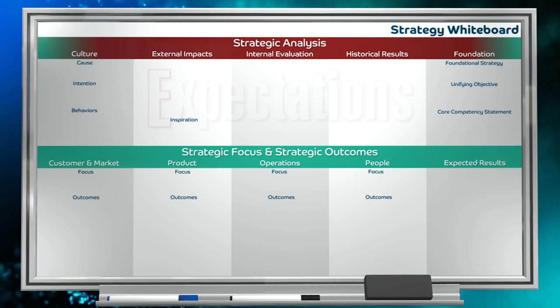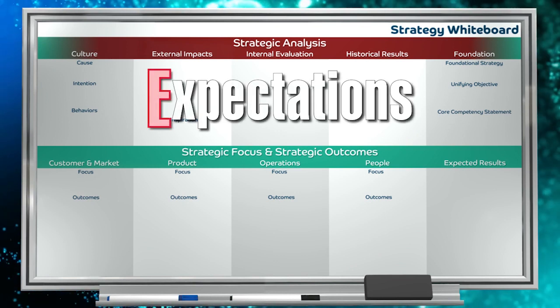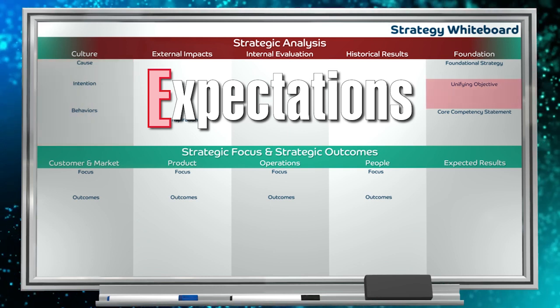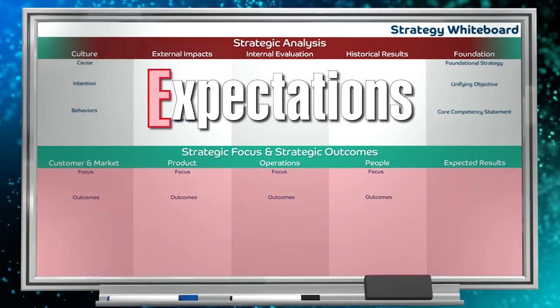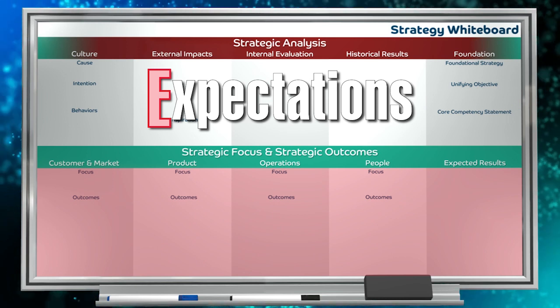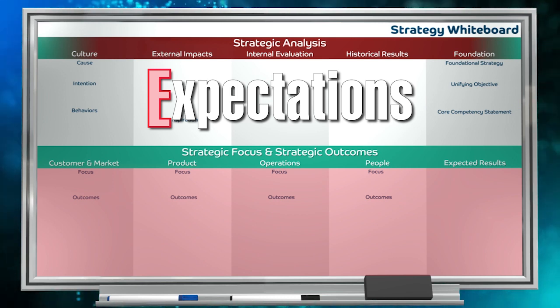Looking at the strategy whiteboard, expectations, the first E in the formula, are found in the culture block, the unifying objective, and especially in the strategic outcomes and expected results. That means that the expectations are already set up by completing your strategy whiteboard.